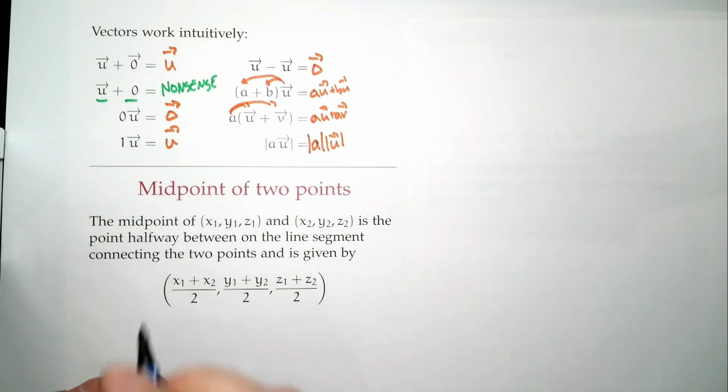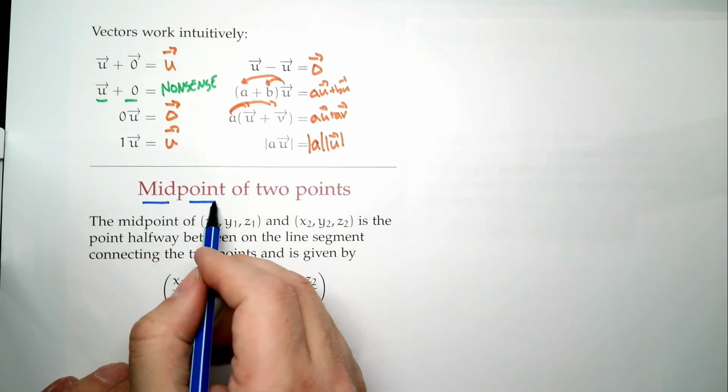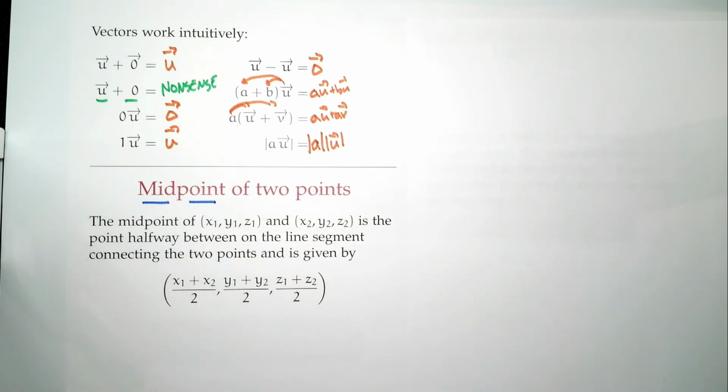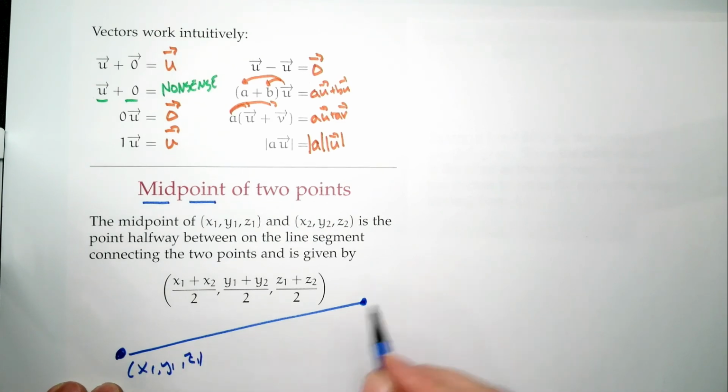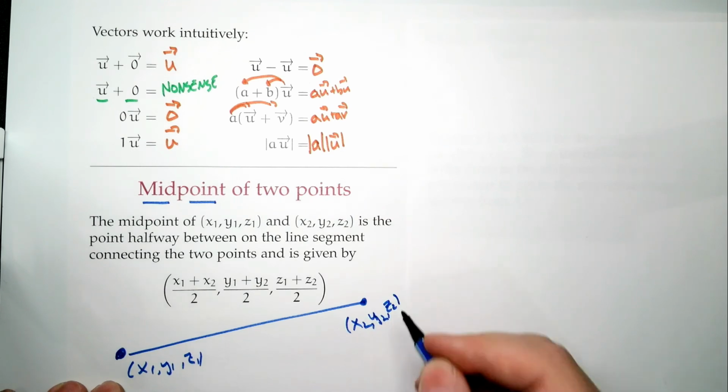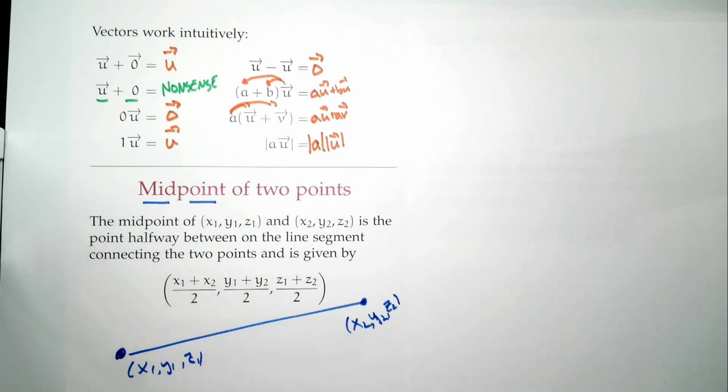In fact, if you think about the word midpoint, it's the point in the middle. We almost want you to understand these words. We've had a lot of time to think about what to say. So what's the idea? I have a point here, and over here I have another point. Here's x1, y1, z1. Here's x2, y2, z2. And I want the point halfway in between, in the middle, this point right here.